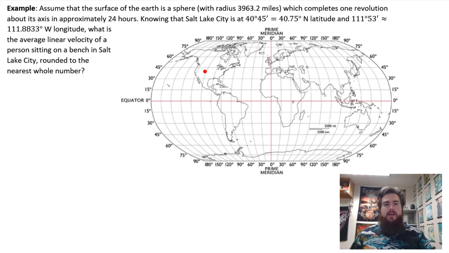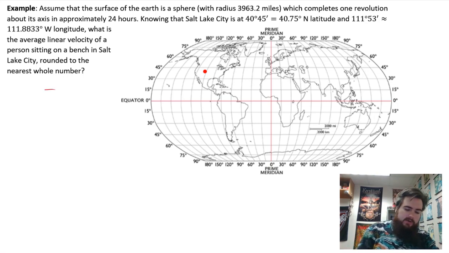In this example, we have assumed that the surface of the Earth is a sphere with radius 3,963.2 miles, which completes one revolution about its axis in approximately 24 hours. Knowing that Salt Lake City is 40 degrees and 45 minutes, or 40.75 degrees north latitude, and 111 degrees and 53 minutes, or 111.8833 degrees west latitude, what is the average linear velocity of a person sitting on a bench in Salt Lake City, rounded to the nearest whole number?